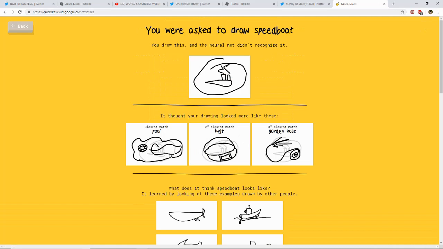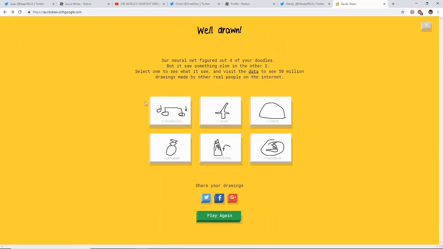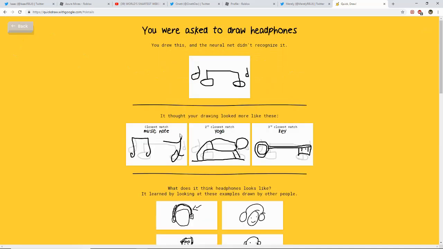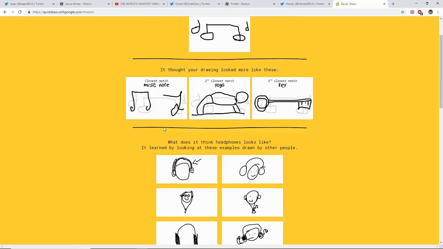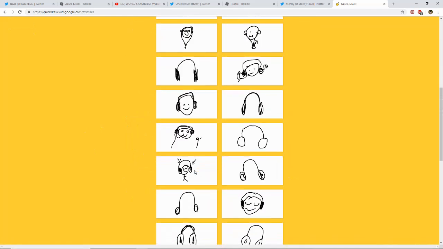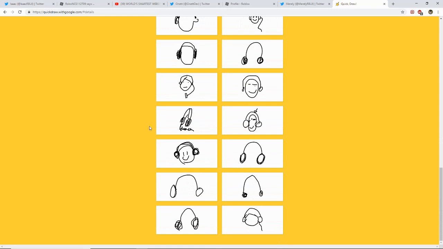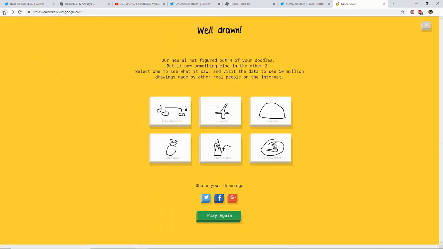It's all a pool? That's good. Let's see what they thought of headphones. Yeah, they thought that was a music note because I was trying to draw that. How is that yoga? Okay, you're saying I did worse than ready? Oh, wow. You're saying that I did worse. Oh, well, that's good. You look at it right.